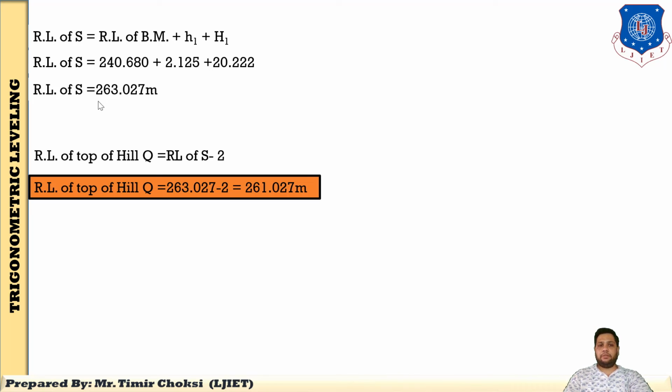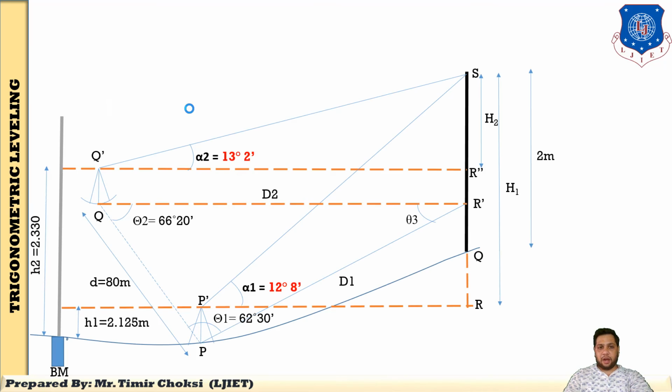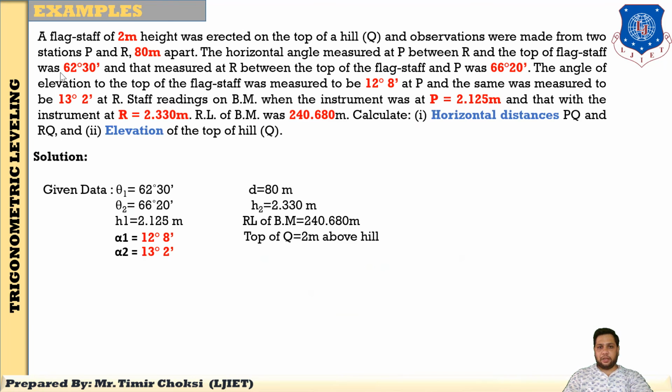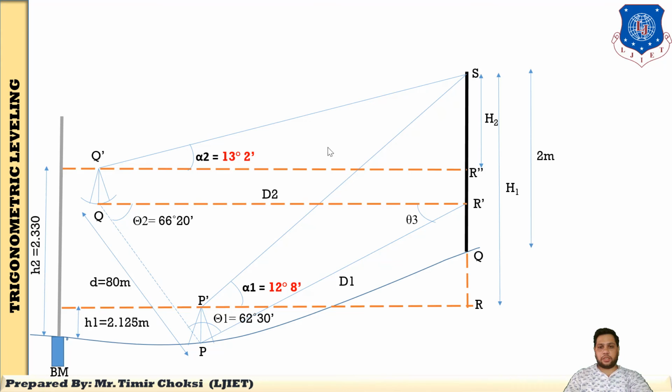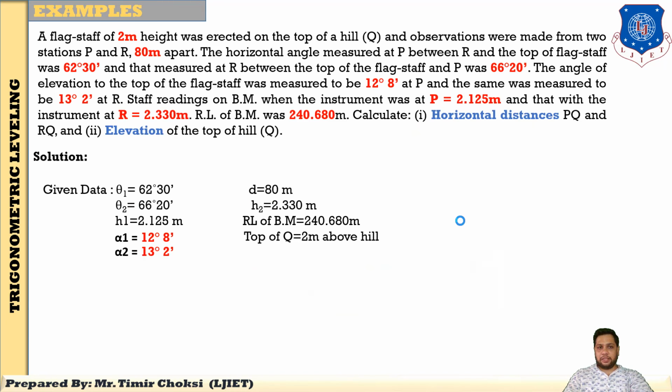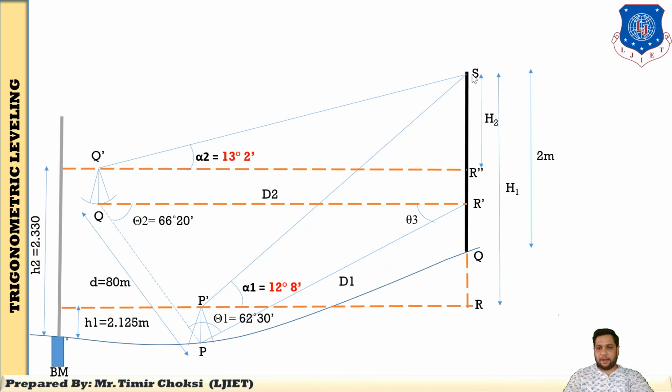So RL of S equals 263.027 meter. But this is the RL of S, and now I will take the last thing. You have to find not the RL of S, but the elevation of the top of the hill, which means the Q station, Q point. So this is our Q. Here you assume that this is a flagstaff. SQ is a type of flagstaff, and the height of the flagstaff is 2 meter, meaning SQ is 2 meter.